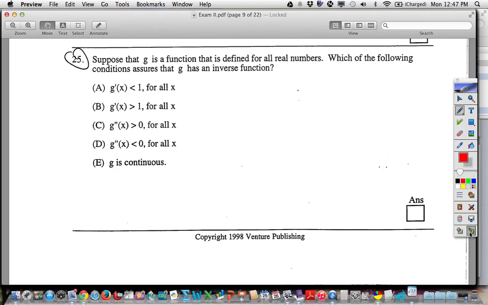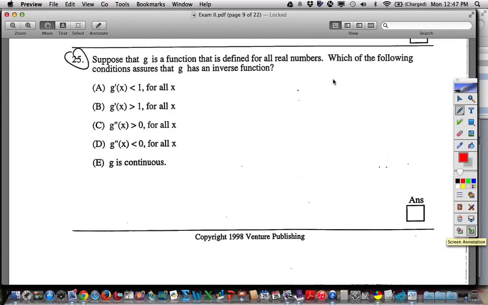All right. Suppose that g is a function defined for all real numbers. Which of the following conditions assures that g has an inverse? There's two things you have to do to answer this. Number one, you better understand what would assure that g has an inverse function.